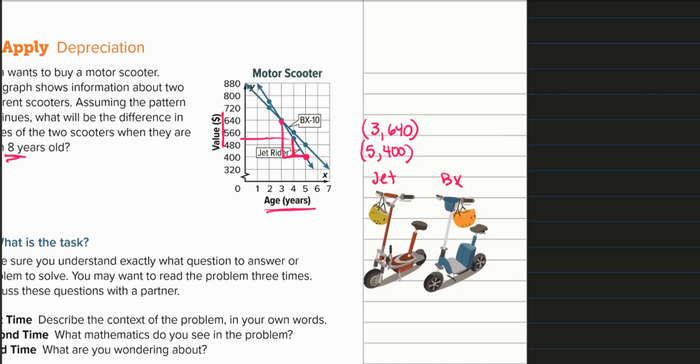The next one's blue, so let's draw this in blue. We have this point right here, which is going to end up being 5 and then 480. So we have 5, 480. Then our other one, it looks like they both intersect at this point, so I'm going to use that point as well. So we have 3, 640. All right, we have 2 points for each bike, meaning we can figure out our slope.